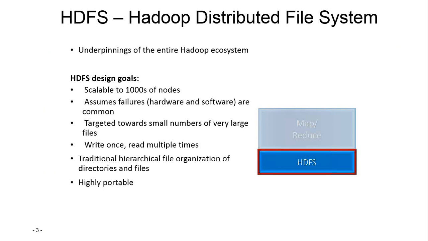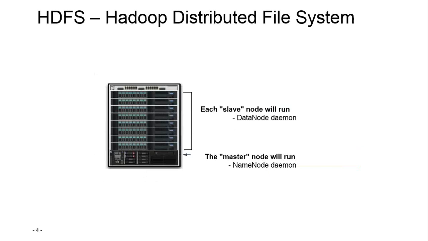And same, we have files and directory structure, traditional hierarchy, and it's highly portable. You can use any of those operating systems. It follows typical master-slave architecture, where in Hadoop we call the slave a data node and the master a name node. So we have a data node daemon running to track the slave operations and a name node daemon for the master.